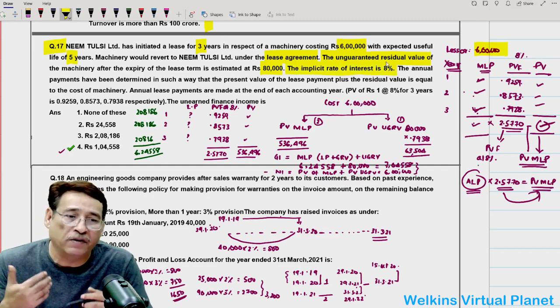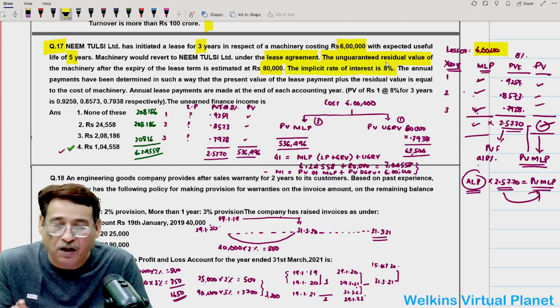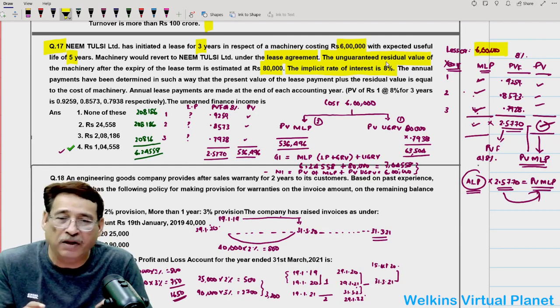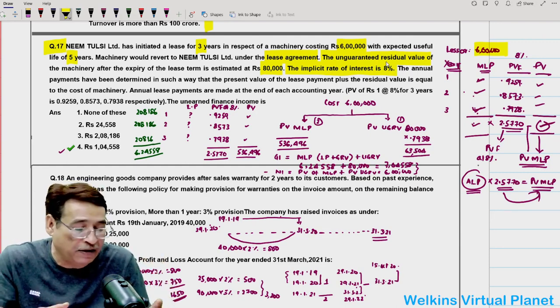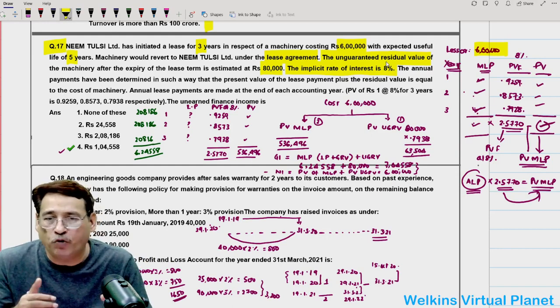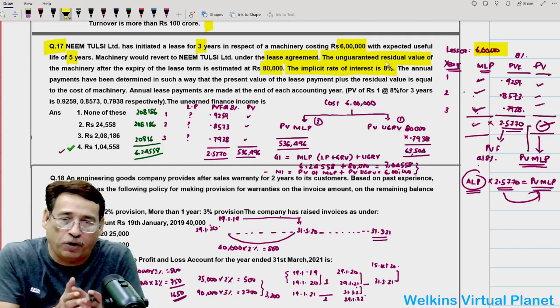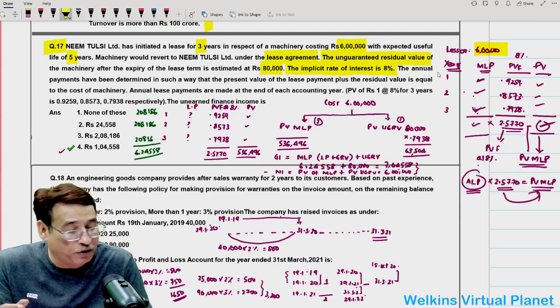The implicit rate of interest is also given to you at 8%. The implicit rate of interest here means the rate agreed upon by lessor and lessee. Both the parties, with mutual consensus, will decide upon a rate, and that is known as the implicit rate.